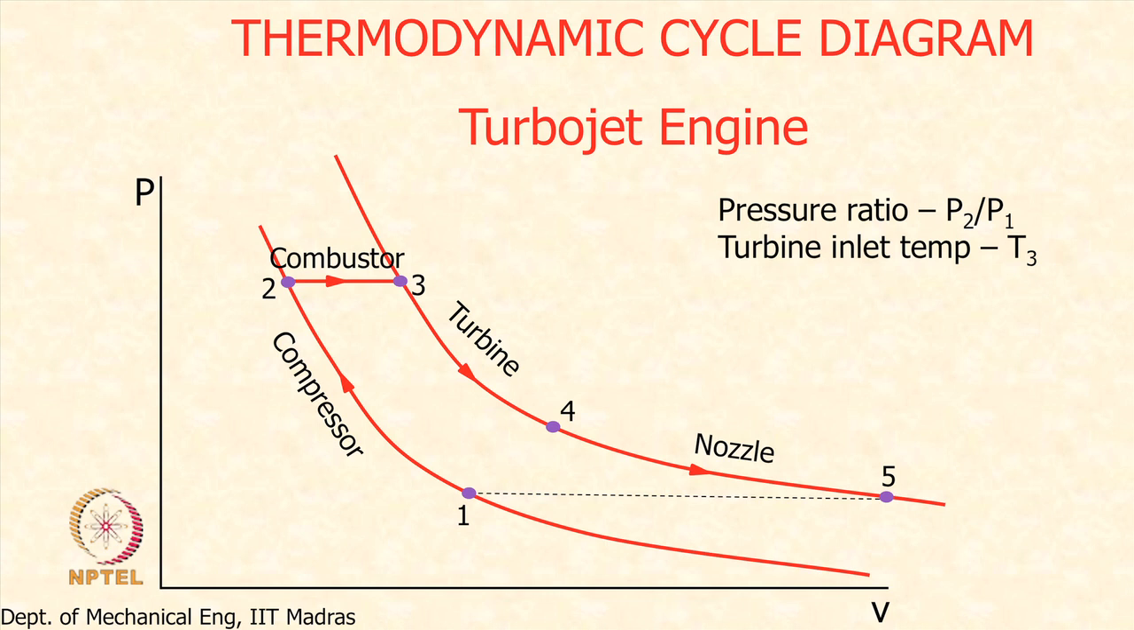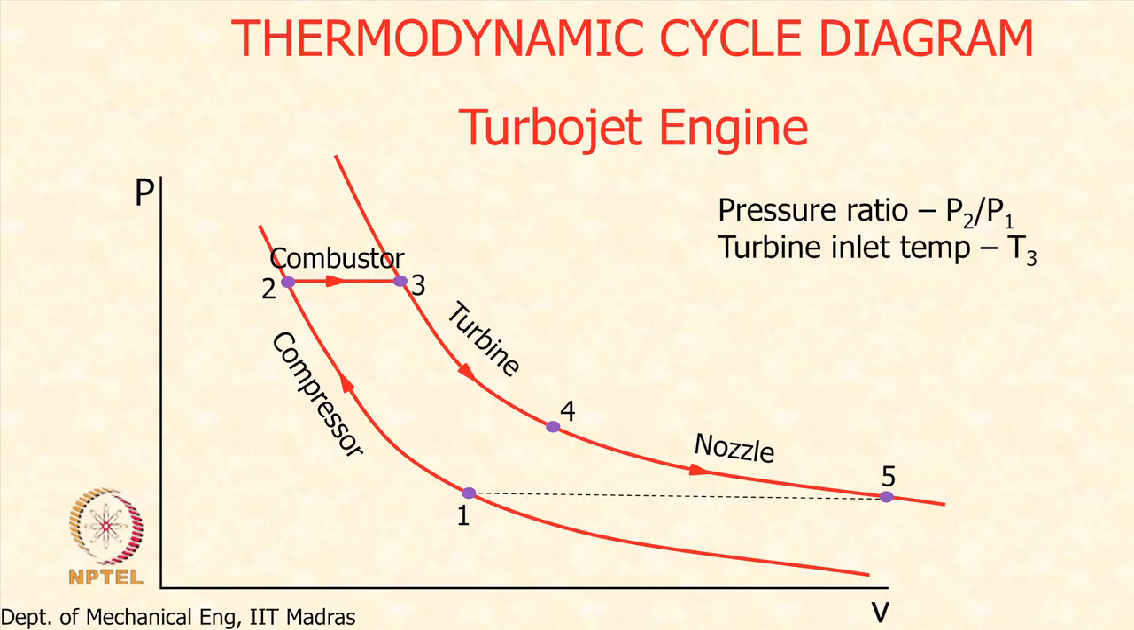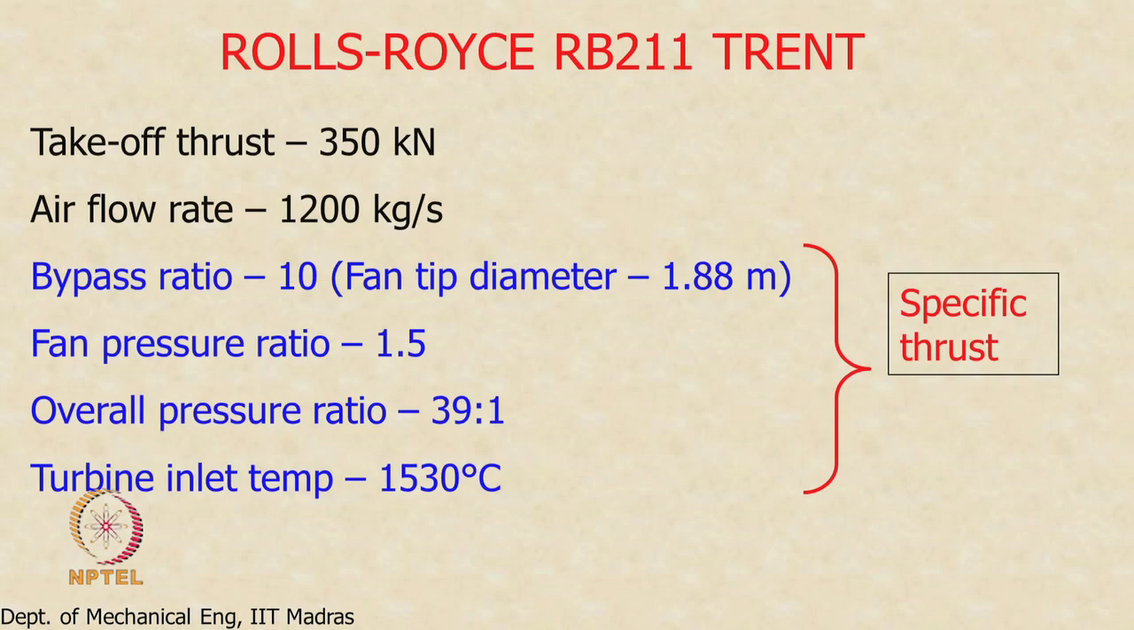Now what kind of values are we talking about for the pressure ratio? Remember we said that we needed to increase the enthalpy of the air, and we did that by increasing the pressure and by increasing the temperature. These are the two parameters which represent that. P2 by P1 is the increase in pressure that we give, and turbine inlet temperature is the increase in temperature that we are providing. So what kind of numbers are we talking about for a modern aircraft engine?